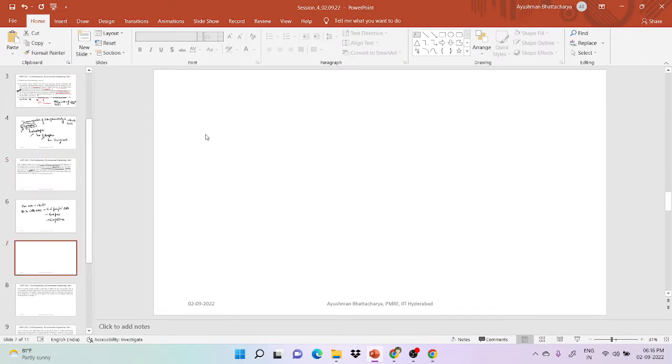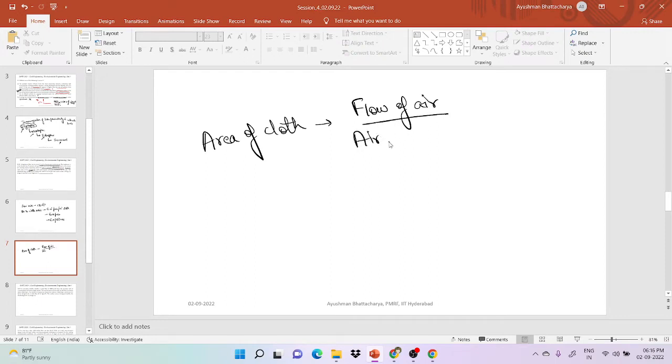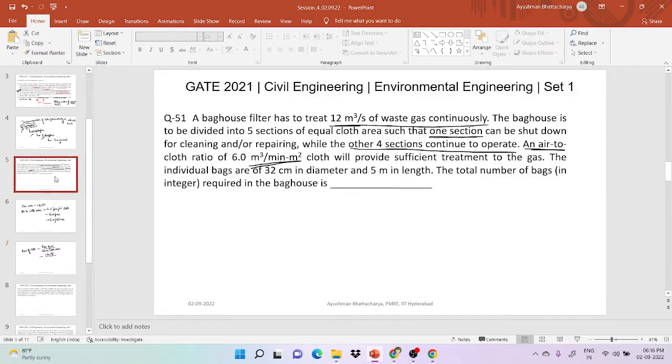Now we will move to the area of the cloth. First we will find out the area of cloth. Area of cloth will be flow of air divided by air to cloth ratio. Now the flow of air is given as 12 meter cube per second divided by the air to cloth ratio. How will I know that I have to calculate the area of the cloth? They have given the dimensions of the cloth.